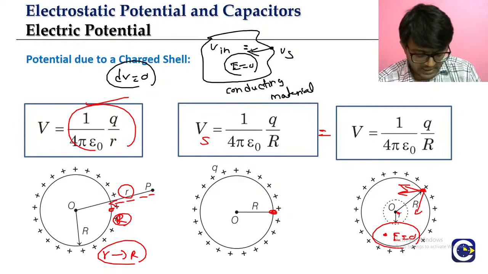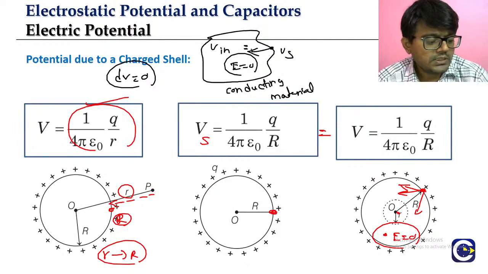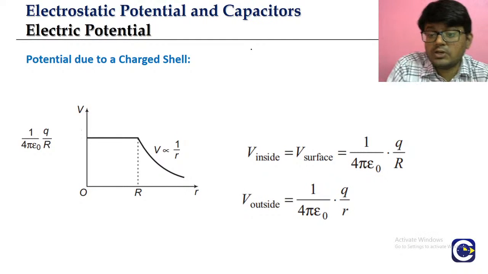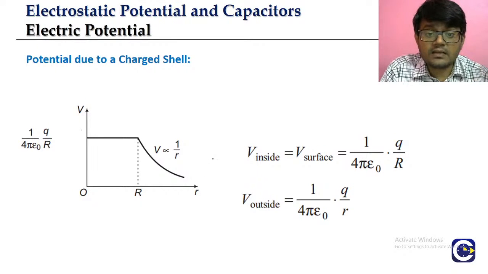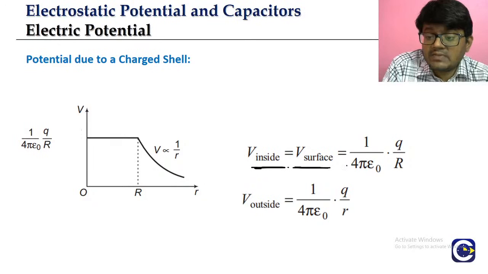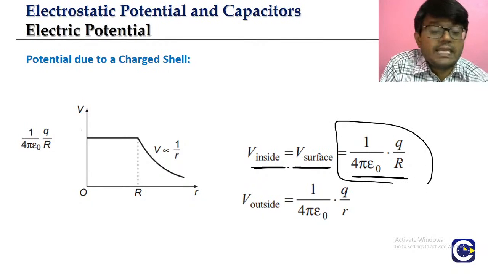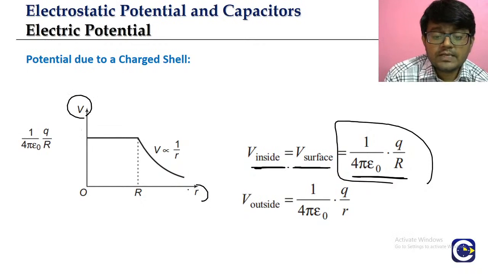Next we will go to the charged sphere. Before that, we look at this graphical representation, because we have already seen it in the electric field case. There can be good scope for getting questions on graph analysis. Look here, inside as well as on the surface, the potential is 1 by 4 pi epsilon naught q by capital R. Here we are plotting the potential with respect to small r.